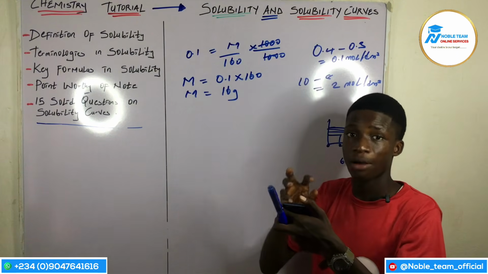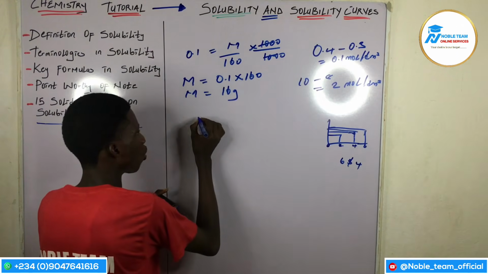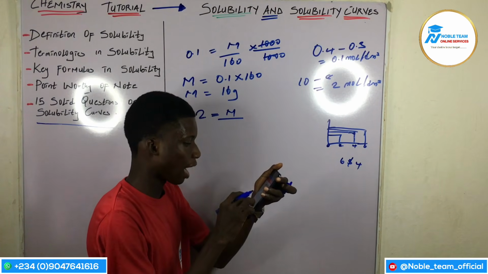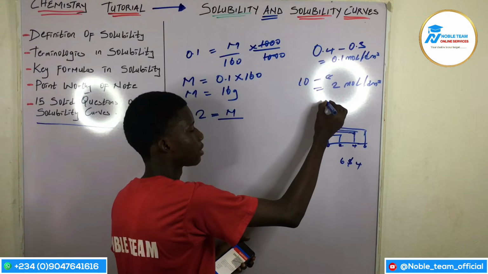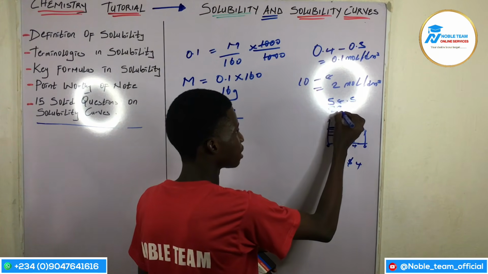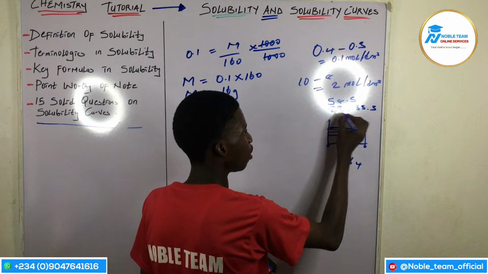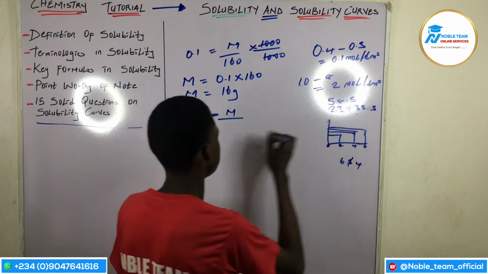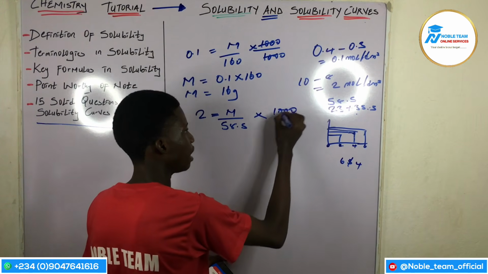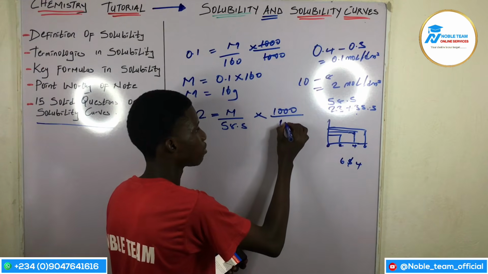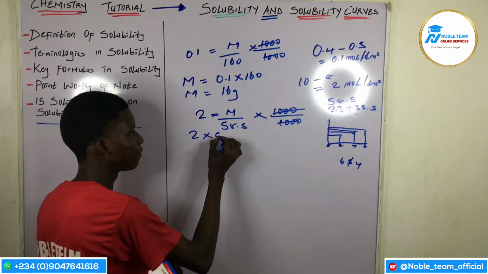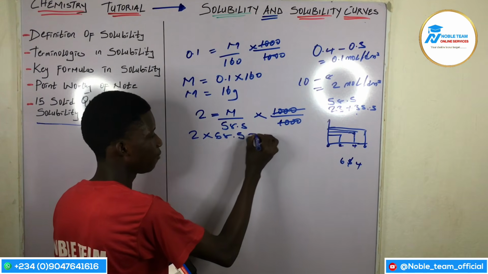So now in this question we have gotten what? Our moles, solubility in mole, and we have it to be 2, which is now equal to mass over molar mass. What is our molar mass in this question? We have to calculate for it. I think the molar mass is 58.5, because this is 23 plus 35.5. Once you add this, you have this. Then it is 58.5 multiplied by 1000 divided by 1 dm cubed, which is 1000. Then we cancel this out, and we have 2 multiplied by 58.5, which is equal to m.